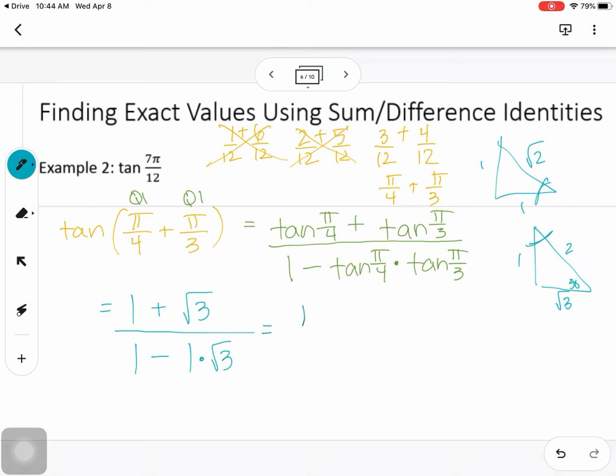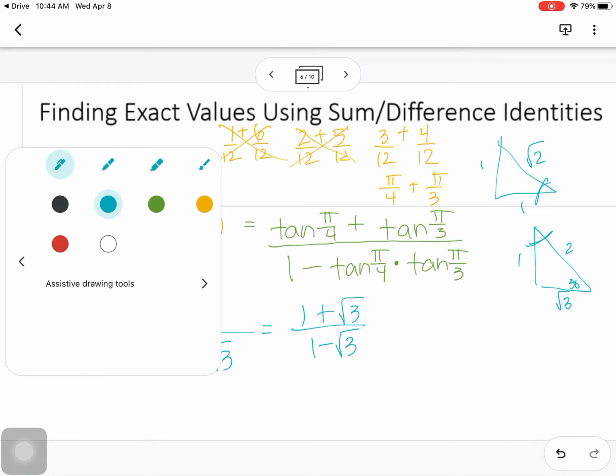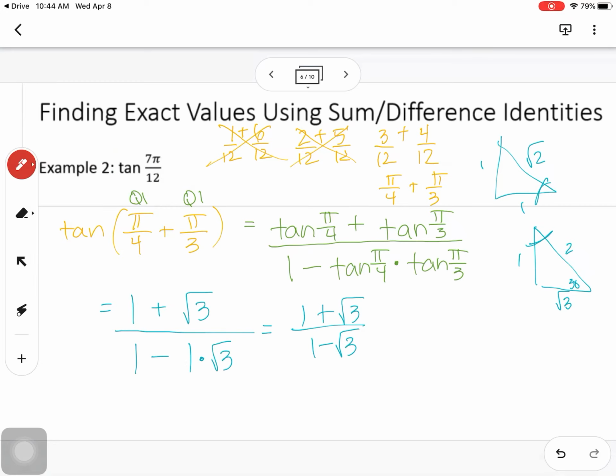And then I'm going to do that multiplication and make my problem look a little simpler. On the bottom, it just is 1 times root 3, so root 3. You do have to rationalize this. Since this is a binomial, you are going to multiply by the conjugate, which, if you remember, your conjugate is you take whatever this is and you flip that middle sign. So it's going to be 1 plus root 3 on top and bottom.